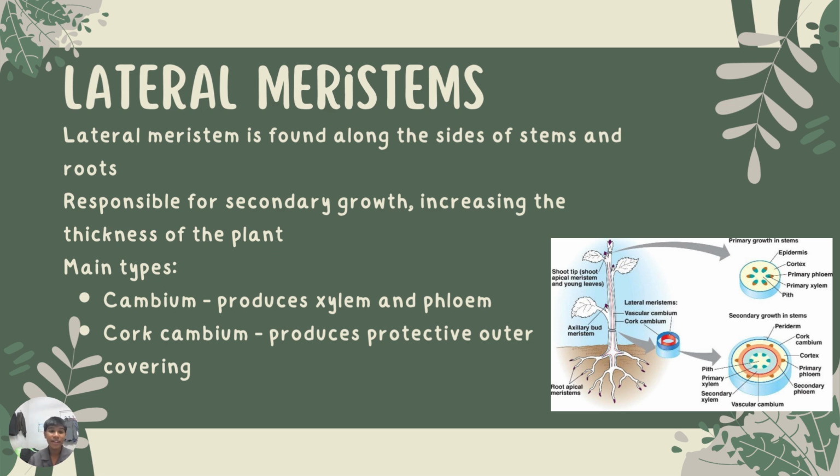Lateral meristem. Lateral meristem is found along the sides of stems and roots, responsible for secondary growth, increasing the thickness of the plant. And it has two types: vascular cambium, which produces xylem and phloem, and cork cambium, which produces the protective outer covering.